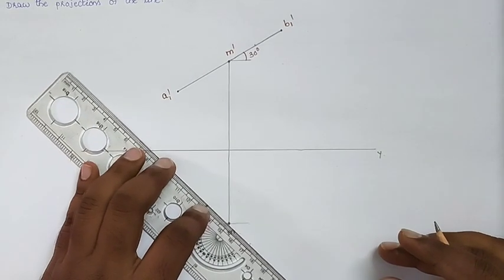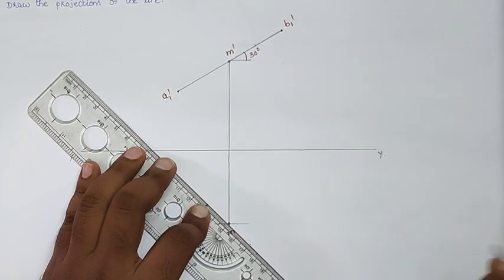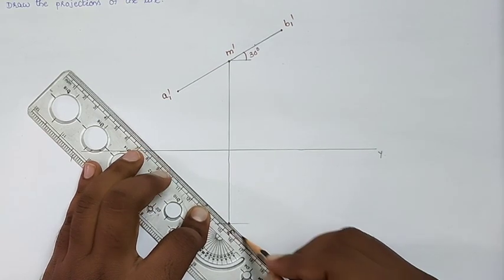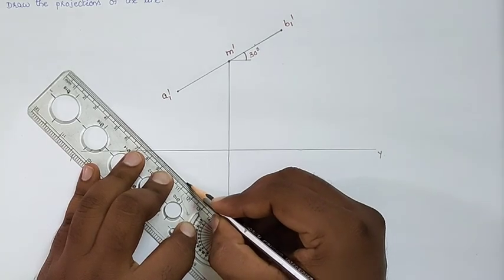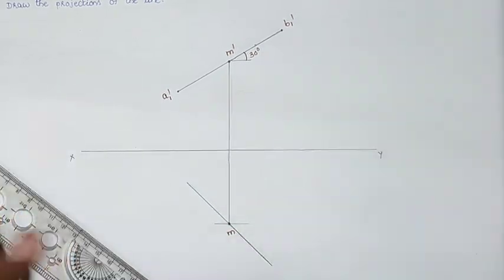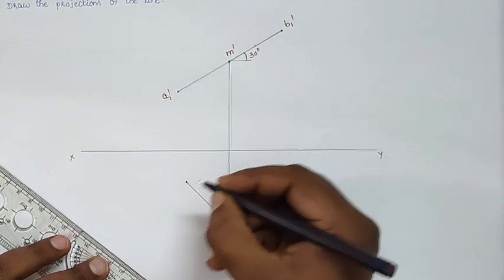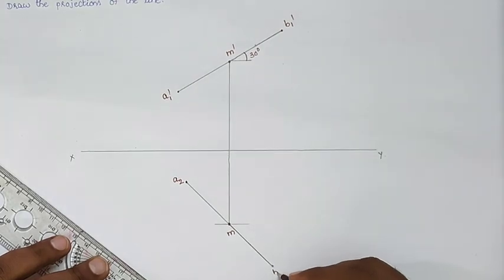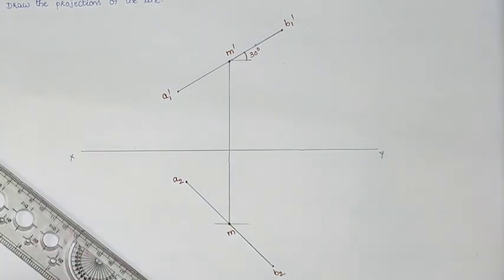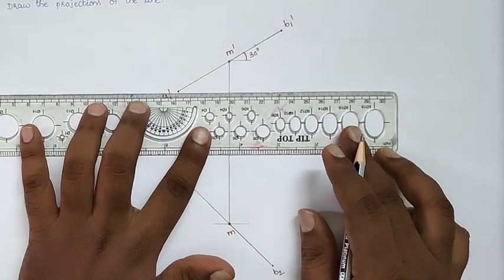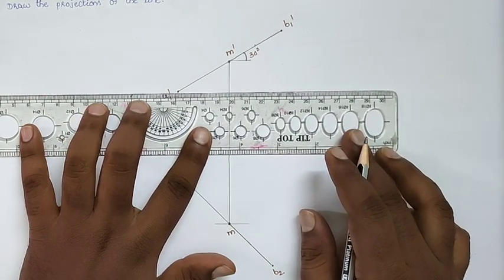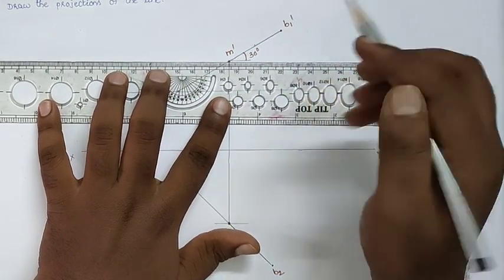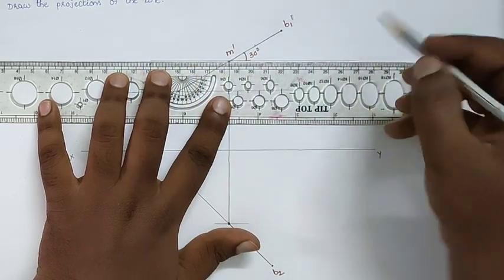Draw the true length of the line at 45 degrees. In the upward direction you can extend 40 mm, and in the downward direction also draw the 40 mm line. Here I am taking this one as A2 and this one as point B2. Now from the points on the reference line, draw the horizontal projection lines from all the points.